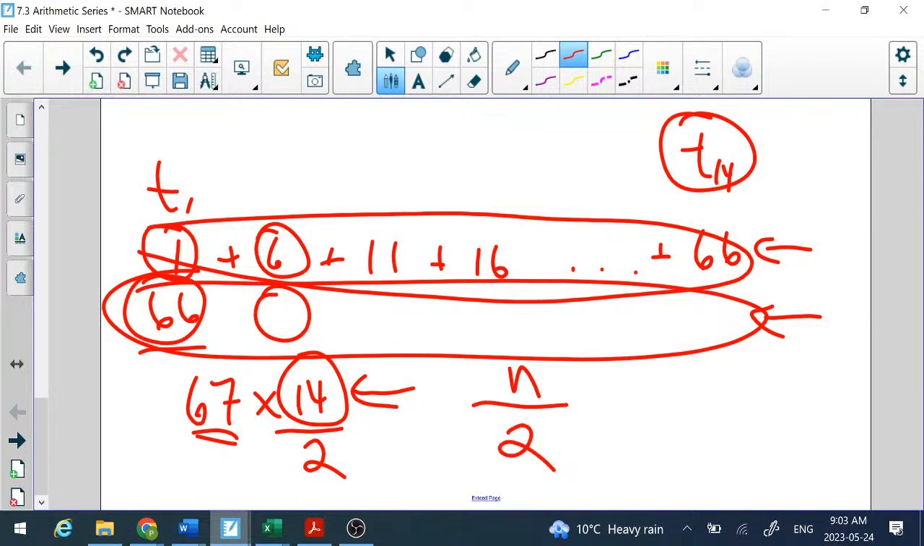67 represents what? The first term and the last term, because if you're not first, you're last. So you always take the first term and the last term, add them together, multiply by n, and divide by 2. That's it. Slick?